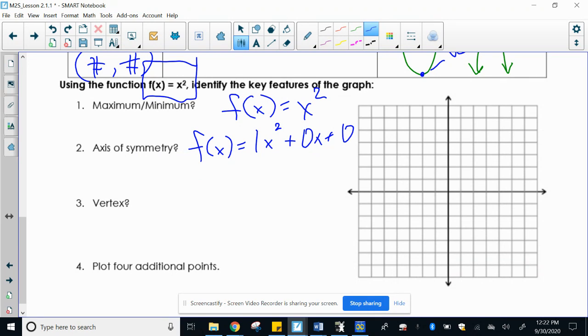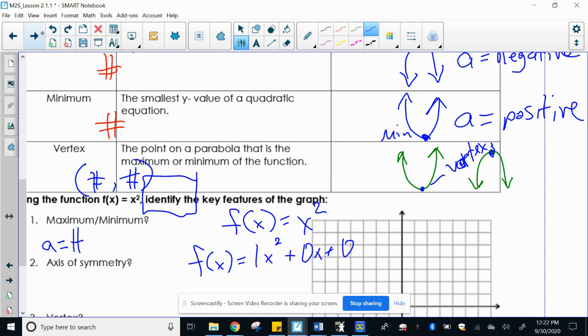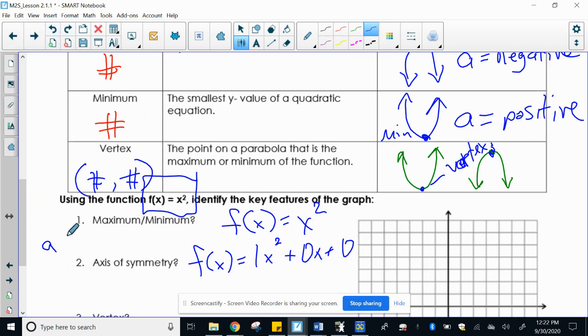Okay. That's really what we have here. So if we think about the vocab we had above, in terms of whether we have a max or a min, well, the number in front of x squared is really a 1, which is positive. So a, the number in front, is a positive number. That means our general shape is going to open upwards like this. If that's the case, and we're thinking about do we have a max versus a min, well, we have a lowest value, a minimum.